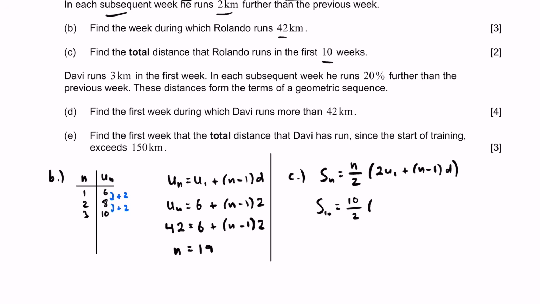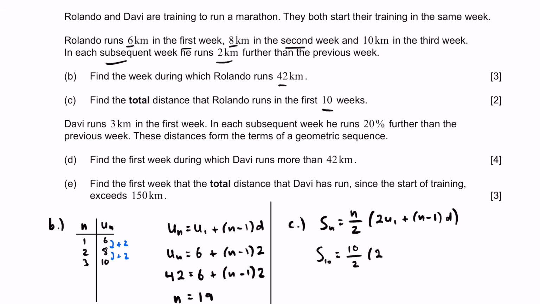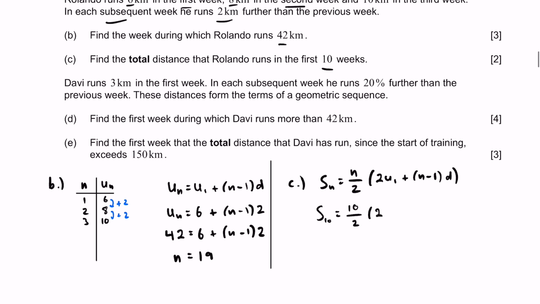10 over 2 times 2u1. u1 itself was equal to 6. We had that up here as well. So 2 times 6 plus n, number of terms, 10 minus 1. And our common difference, once again, was 2. Okay, so now let's put this into the calculator and we'll solve for the sum of the first 10 weeks.